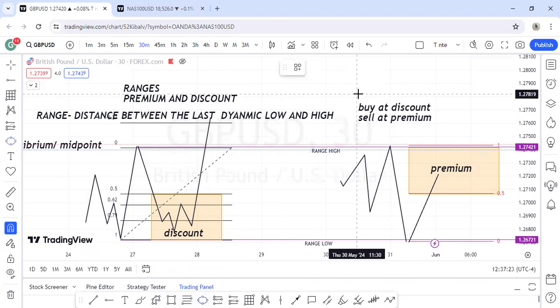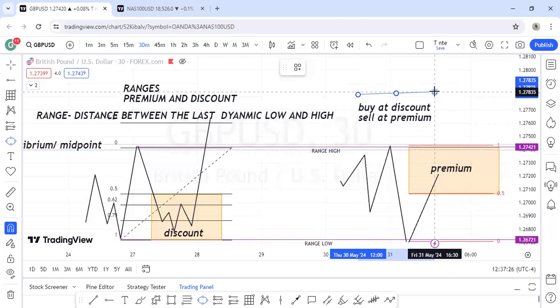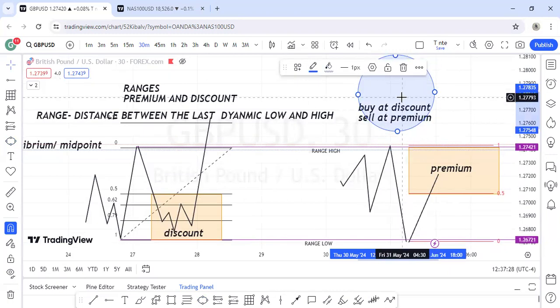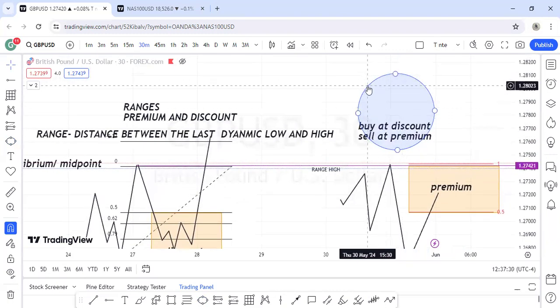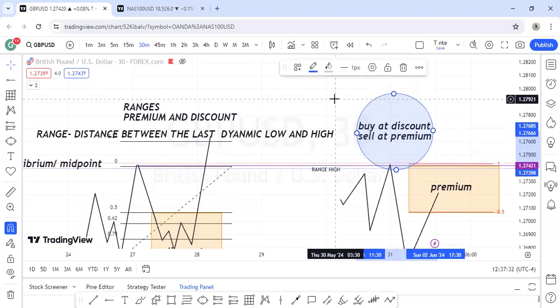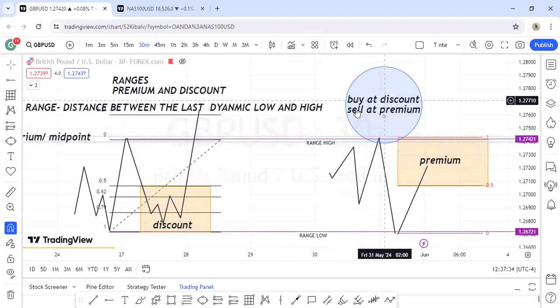So this is the most important thing, this information here is the whole point of this teaching: buy at discount, sell at premium. That is the most important part of this teaching. If you can understand this, you're going to save yourself a lot of trouble.